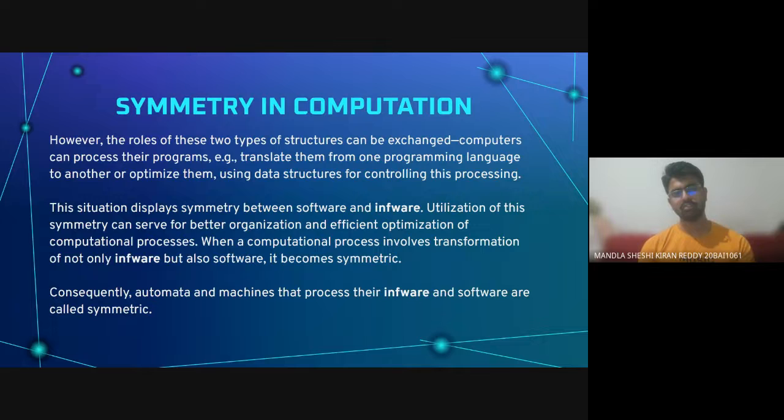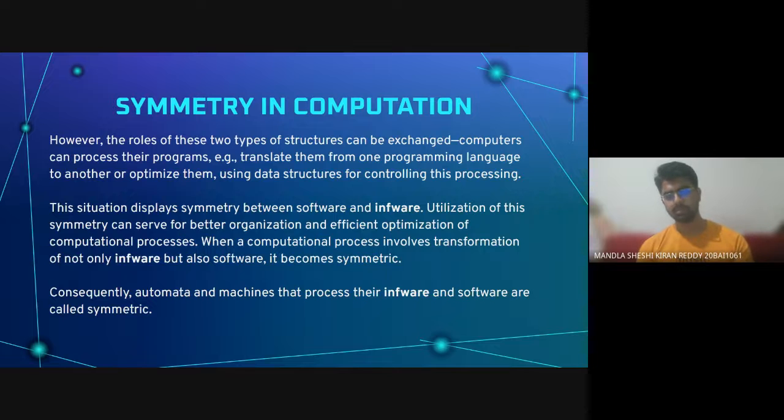The role of these two structures can be exchanged. That's what the symmetry is. For example, translate them from one programming language to another, or optimize them using the data structures for controlling this process. So the situation displays symmetry between the software and infware. Utilization of this symmetry will help us to achieve our goal, and can serve for better organization and efficient optimization of the computational process.